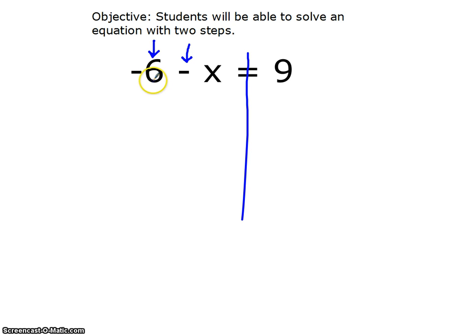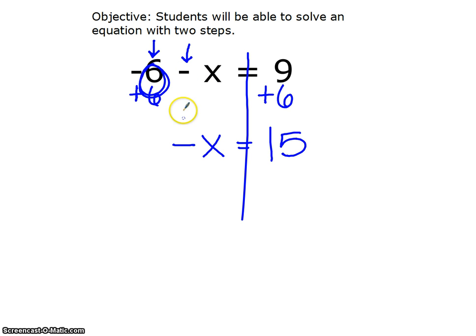So we have a negative 6, and I want to move it over and leave nothing behind. So if you're down 6, we need to go back up 6 to be able to get 0. So I'm going to add the 6. Negative 6 plus 6 is 0. I'm going to bring down negative x. And 9 plus 6 is 15. So now, notice I brought that negative down because we didn't get rid of it yet. You have to keep it.